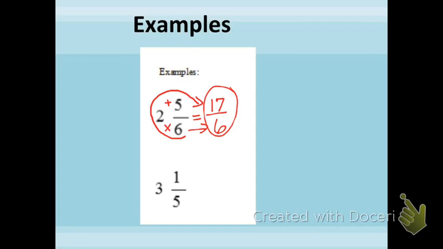Okay, go ahead and do 3 and 1 fifth. All right, what did you get for the top number? 16, right? Because we have 5 times 3 is 15, plus another one is 16 over 5. Just bring our denominator over. Good, 16 over 5.